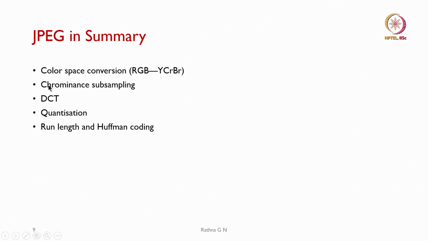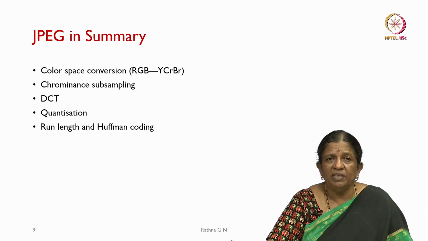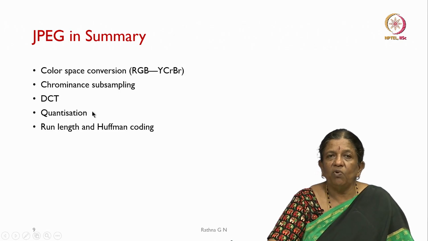First, we do a color space conversion. From RGB we will be converting it into luminance and chrominance, that is YCbCr, and then the chrominance subsampling is going to happen. Then later on we are going to do the DCT. We know that just the DCT is not going to give us the reduced size of the image. Later on we will go for the quantization.